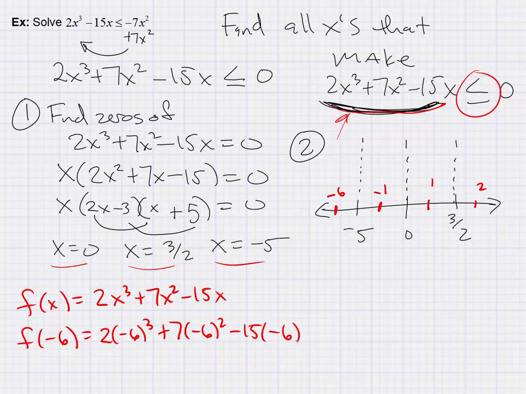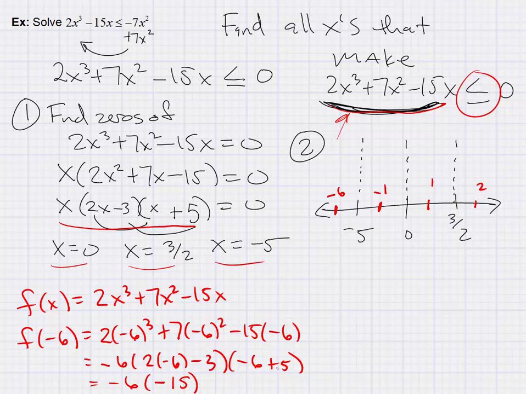Now that computation is not the greatest. If you have a calculator, it's not too bad. But what I could also do is use the factored form of that polynomial. So I could plug it in there too. In that case, I get negative 6 times 2 times negative 6 minus 3 times negative 6 plus 5. So I get negative 6 times, this will be negative 12 minus 3 is negative 15, and negative 6 plus 5 is negative 1.